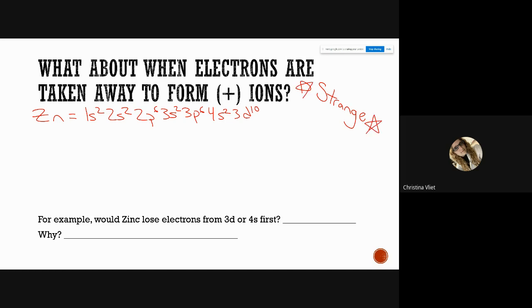Write strange or alert. This is something you're going to have to study to remind yourself, because if you don't review it, it's something many students get wrong. If an issue occurs, it's usually for a positive ion. The question is, I want the electron configuration for Zn2+.